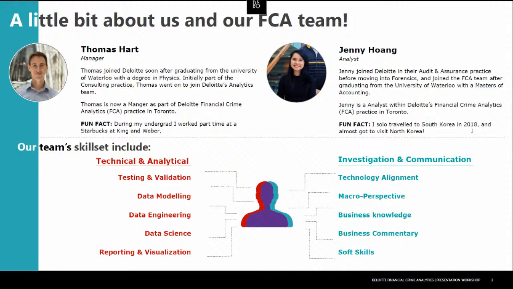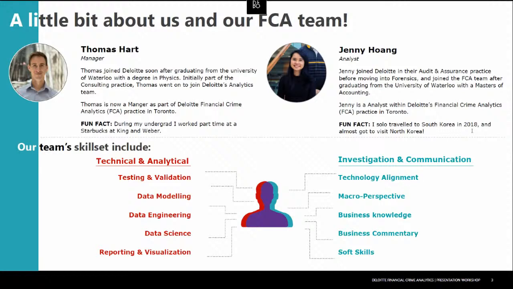Now I'm going to pass the stage over to Tom to share a little bit about himself. Hi, everyone. My name is Thomas Hart. I'm a manager at Deloitte as part of the forensic analytics practice. I'm also a Waterloo grad, so my background is in physics. Soon after graduating, I joined Deloitte, and there I've worked in a couple of different roles. I started out in the consulting practice, so very business focused. Over the years, I found that my passion really lay in the analytics work and working with data, so I made the switch to a more technical role.